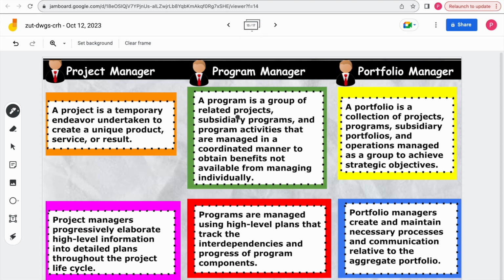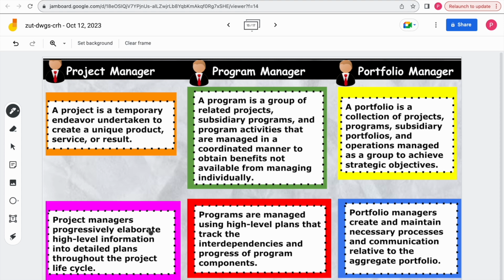Now let's summarize our discussion. When we talk about project, we discussed that project is a temporary endeavor which makes a unique product, result or service. Program is a group of projects, program activities or subsidiary programs which are managed together to give a good benefit, which can only be obtained by grouping them. Portfolio is a collection of projects, programs, subsidiary portfolios and operations.